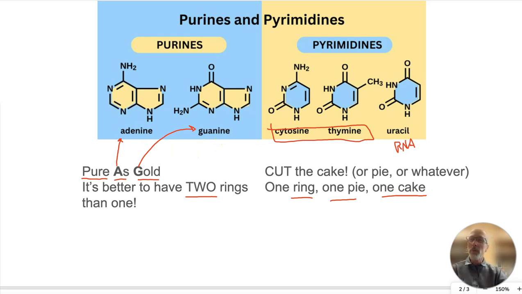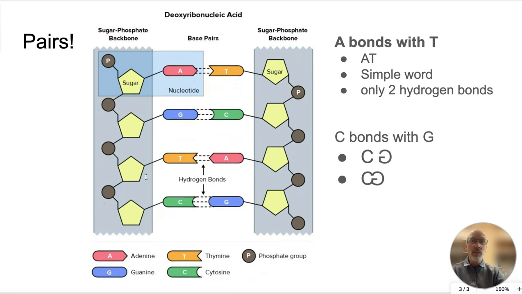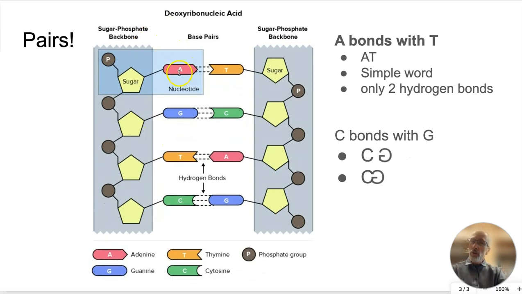Now, how do they pair up? That's the other thing we really need to take a look at. So we're going to move this back down and take a look at that original picture again. Notice that A and T are always together. It can be A on the left and T on the right, or T on the left and A on the right. A bonds with T, and that's a super simple word: it's just "at." Because it's a simple word, notice that it only has a double hydrogen bond. So there are 2 hydrogen bonds here.